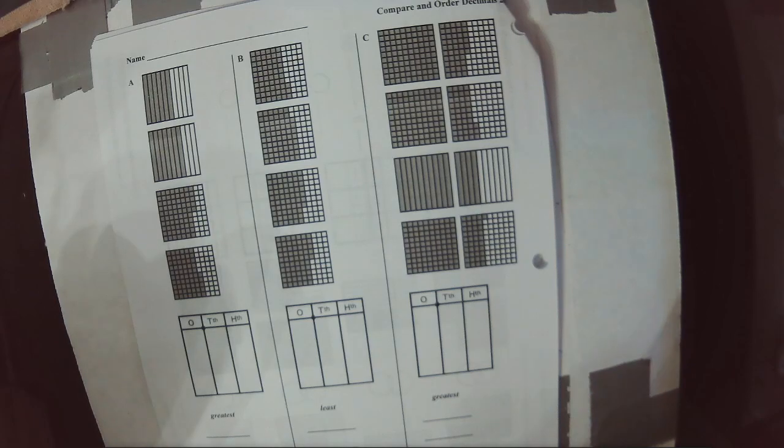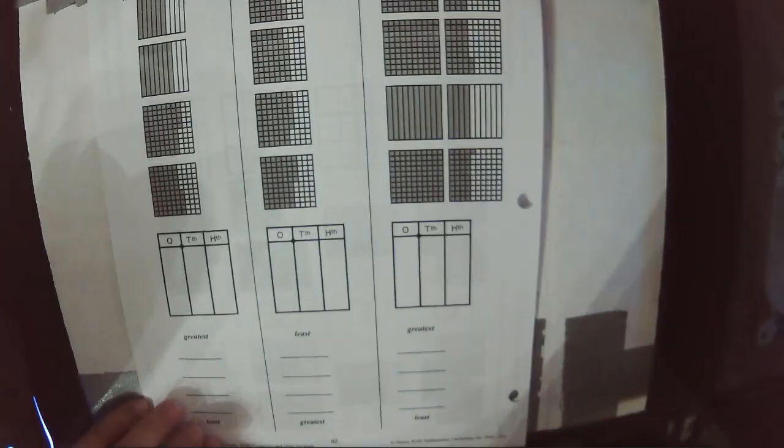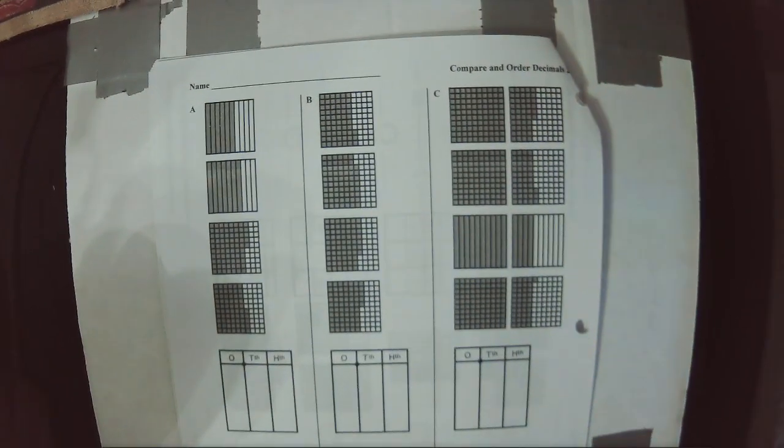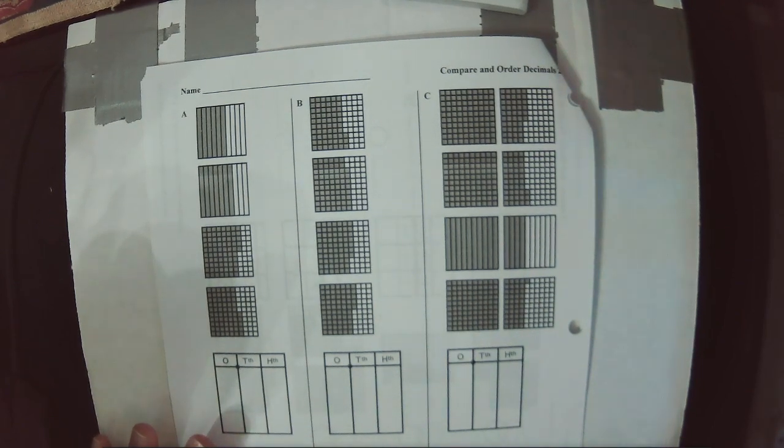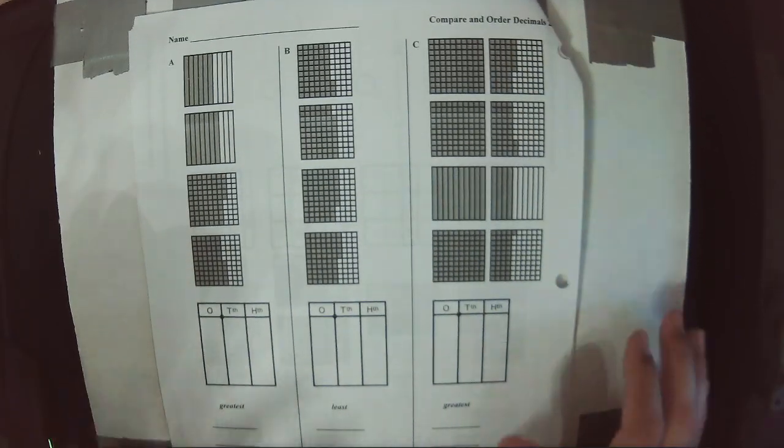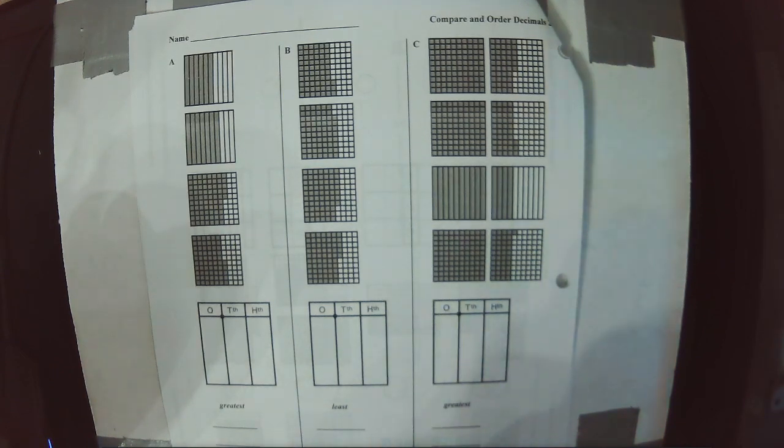So this next page that we're going to work on is a little bit different, because instead of just asking us to compare two decimal numbers, this one asks us to compare four decimal numbers. And so instead of just saying which one is the big one, which one is the small one, we need to put them in order. The way we solve these problems is pretty much exactly the same, though, which is the good thing.